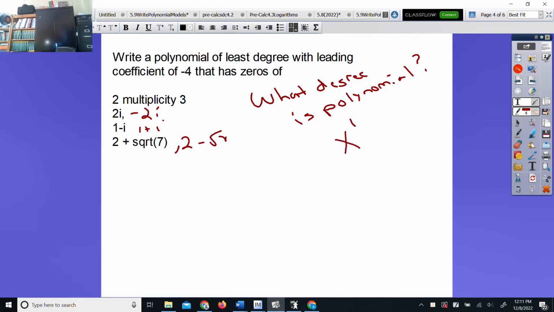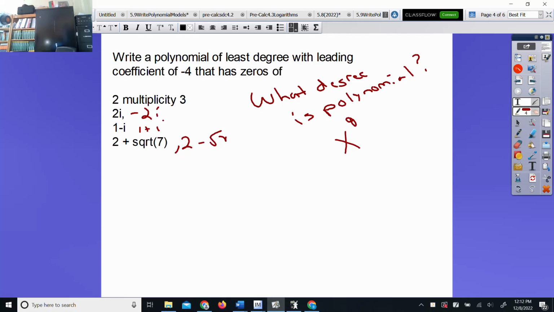It's x to the 9th. Doesn't mean it has 9 factors. It just means it has how many zeros? 9, all right? You guys okay with that? Count zeros, that's all you have to do. Where are the zeros? Those are the zeros. 2 has a multiplicity of 3. 2i was a zero. We found its conjugate, negative 2i, which is also a zero.